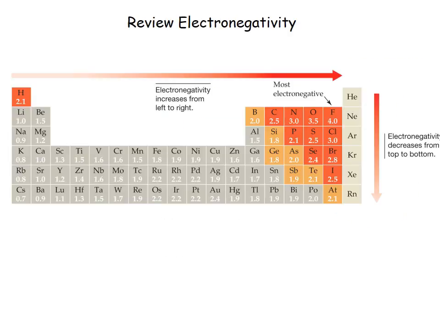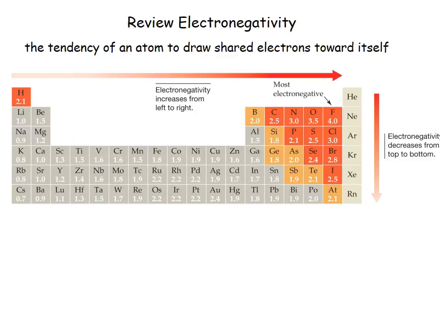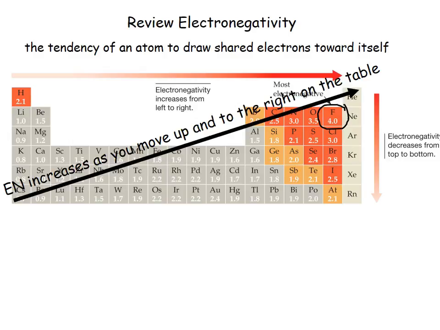Now, review electronegativity because it's important when it comes to polarity. Remember that electronegativity is the tendency of an atom to draw shared electrons toward itself, which means that fluorine, being the most electronegative element on the table, if it is involved in a covalent bond, will attract those electrons toward it, and it will therefore be partially negative. The table shows you that electronegativity increases as you move up and to the right on the table. Now, I don't usually remember it that way. I just remember that fluorine's the most electronegative, and it's in the upper right-hand corner.